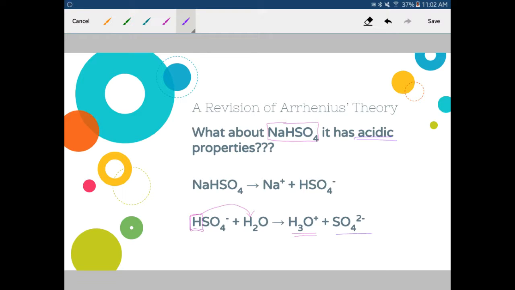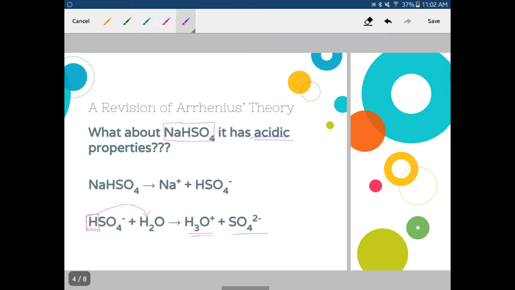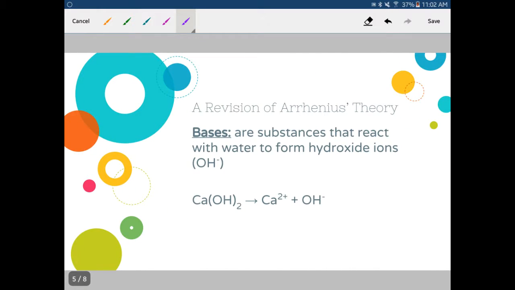So we've had to modify Arrhenius' theory to say that acids have properties that still form hydronium ions, but this can be through a variety or multiple steps. Now, bases generally, we say, are substances that react to form hydroxide ions, and that remains consistent, but we are used to seeing examples where hydroxide ions are a primary product. So in this example, we have calcium hydroxide forming calcium ions and 2 hydroxide ions. Again, this is what we would expect.